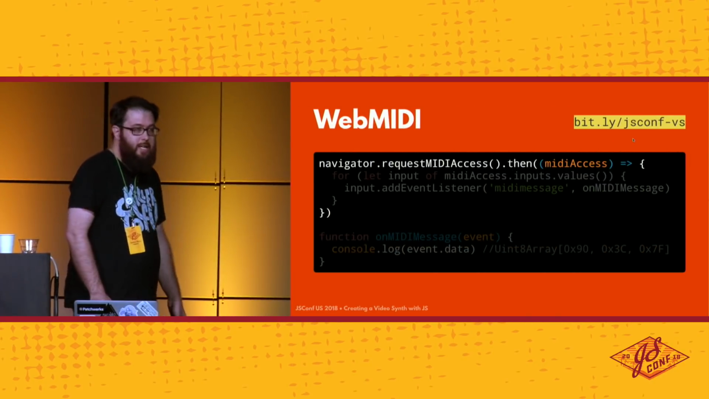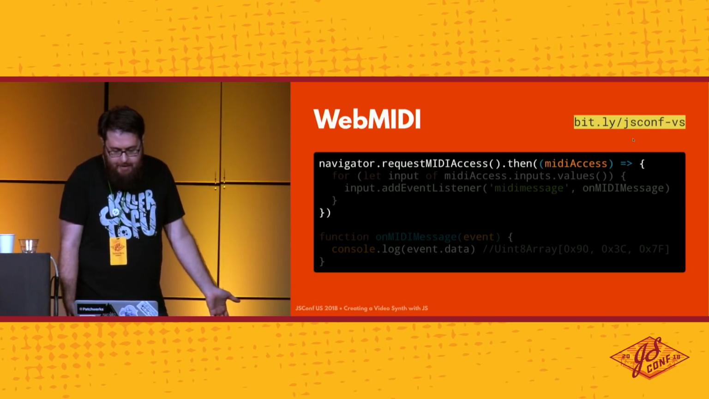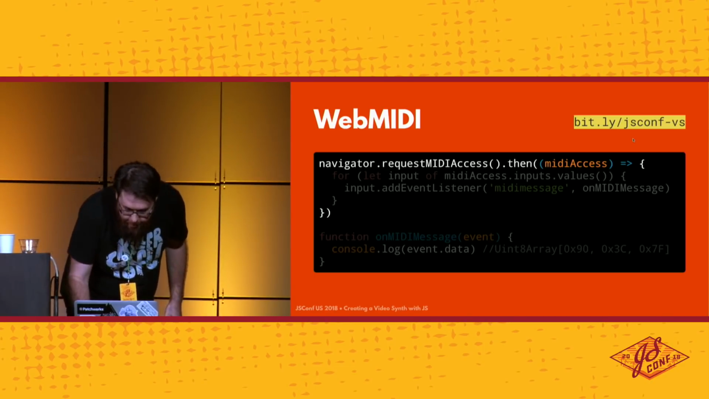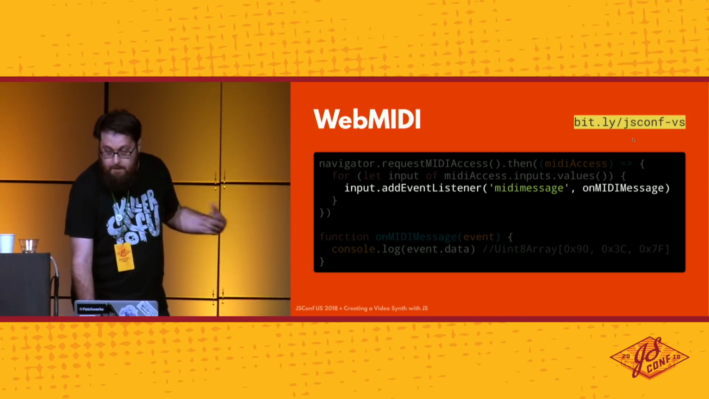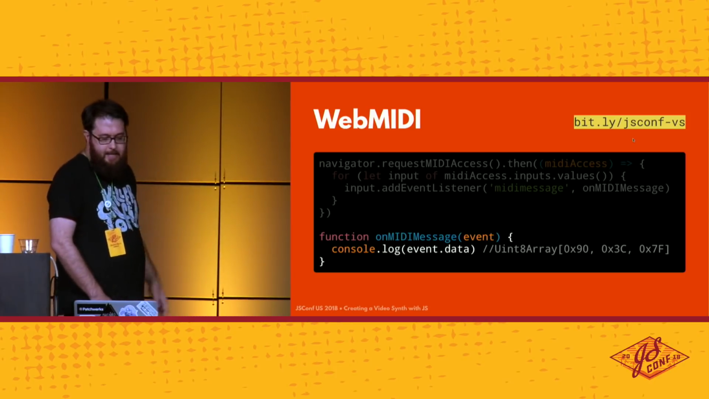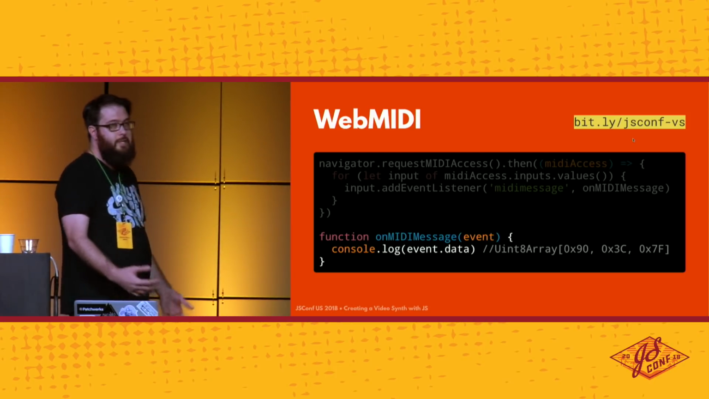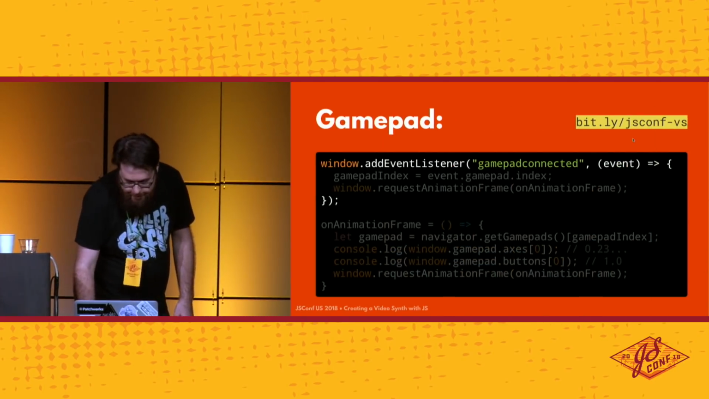But what's great is that you can connect to that through Web MIDI. What that looks like is you request MIDI access, then you get the MIDI access, and then for each of the inputs, you can just listen for a MIDI message. Then you get back event.data, which is just a special array that has those 3 bytes that I showed you on the previous slide. And that's it. It's super low level. It's great.